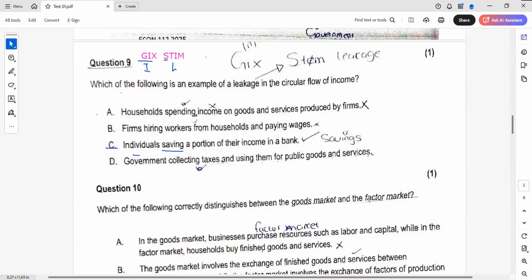Government collecting taxes and using them for public goods and services. This is definitely an injection in the economy because now government is providing us with the public goods and services. So the correct answer for question 9 is also C. Right. Okay, let's continue. For this one, it's very important to remember JIGS and STEM.